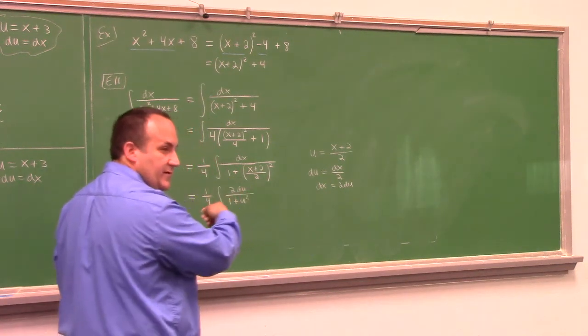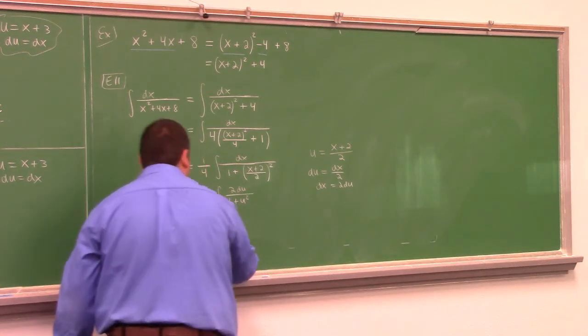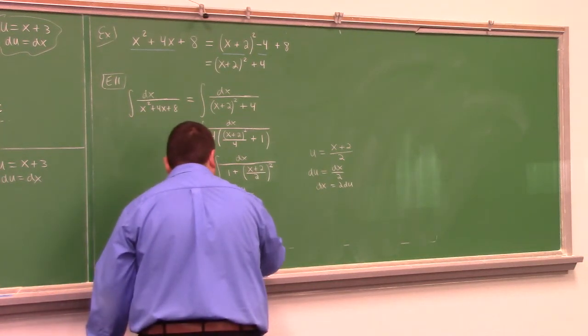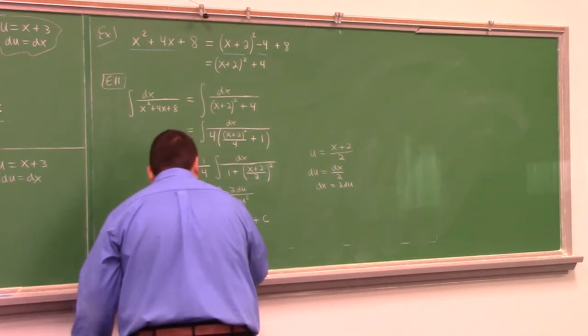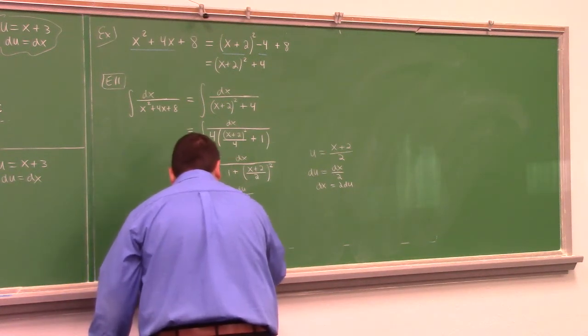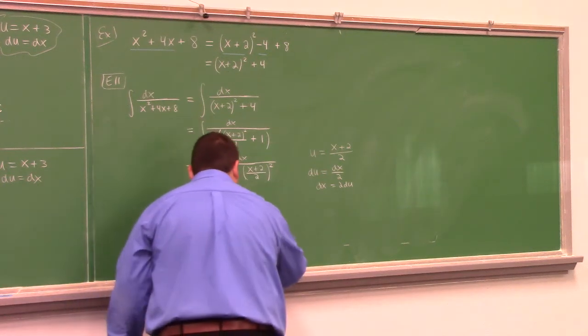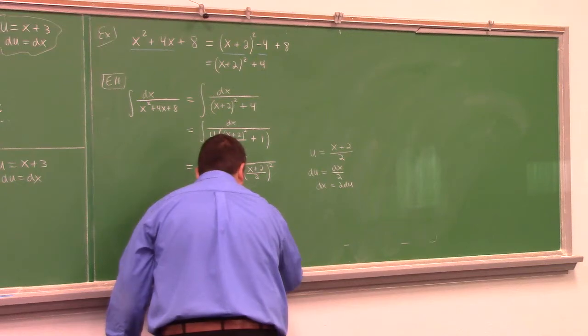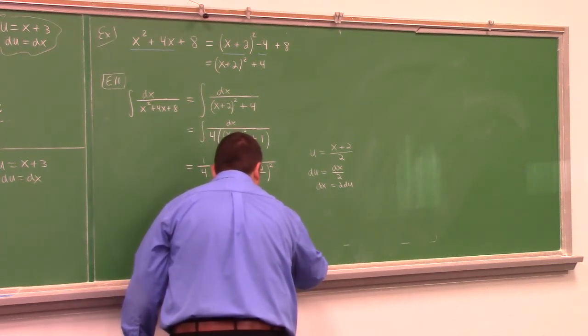So the 2 and the 4 give me a 1/2. Inverse tangent of u plus a constant. And so there you go. 1/2 inverse tangent of (x plus 2) over 2 plus a constant.